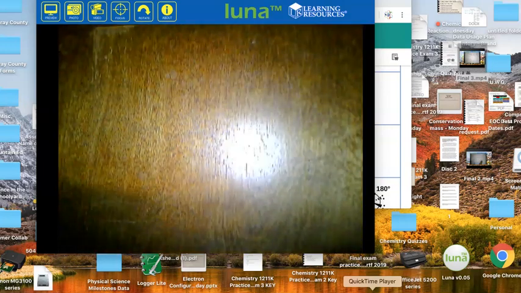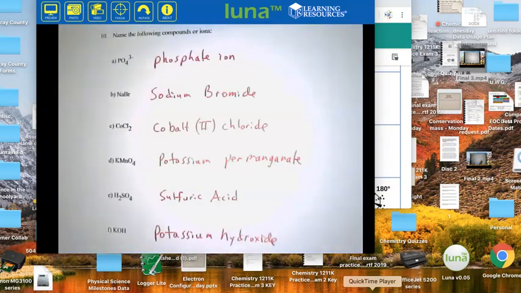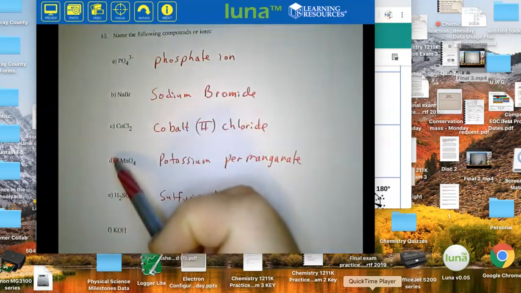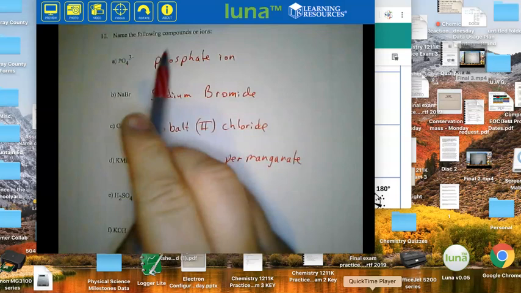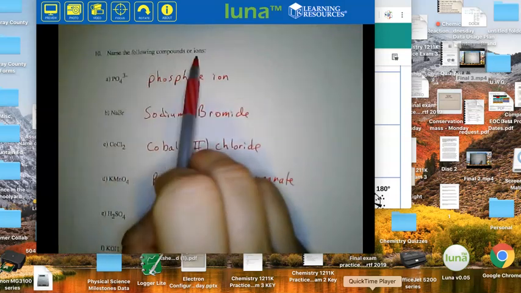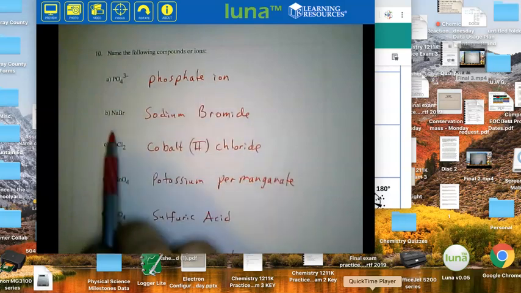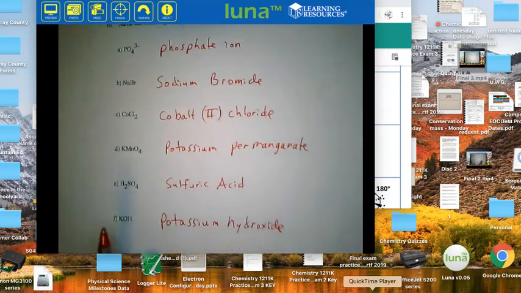All right, number 10. Here we have different formulas. We're having to write the names for them. So it says, name the following compounds or ions. PO4 3-, that's phosphate ion. NaBr is sodium bromide.